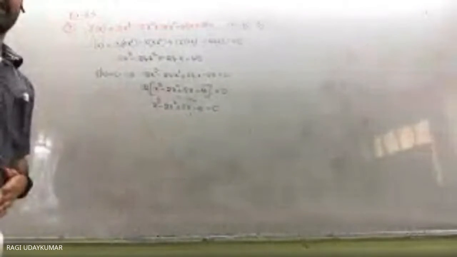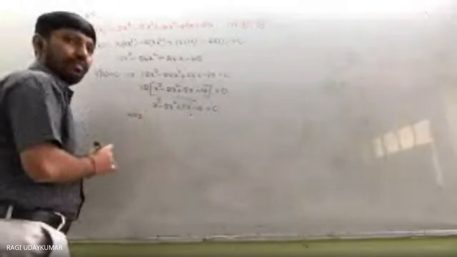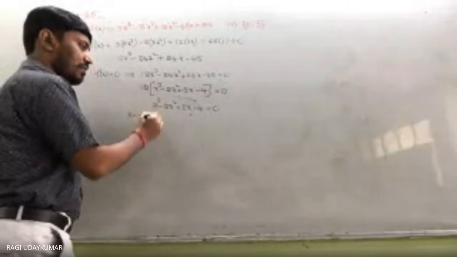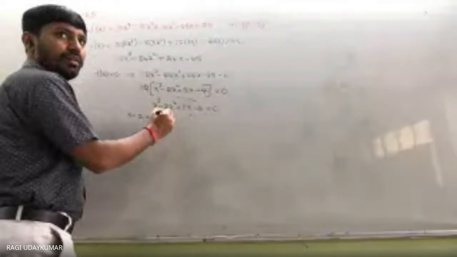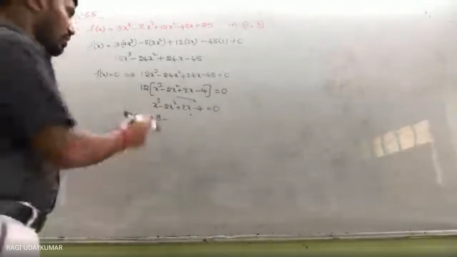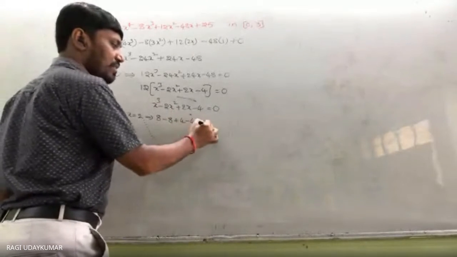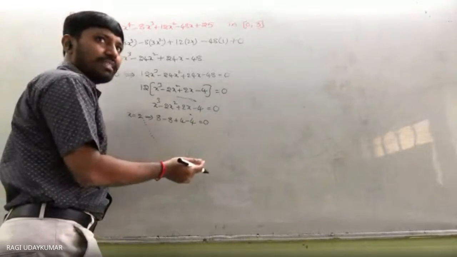Just one root you have to find out by substitution. So if x is equal to 2, if you substitute x equal to 2, then you are going to get 8 minus 2 square. Whether you will get 0 or not: you have 8 minus 8 plus 4 minus 4, which is equal to 0. So therefore, x minus 2 is the one factor.